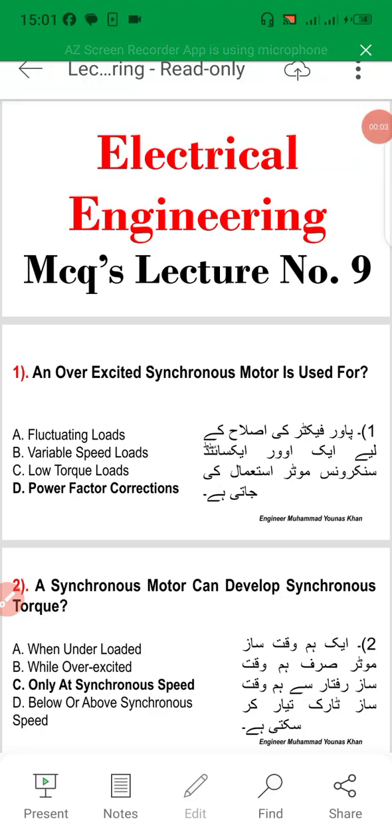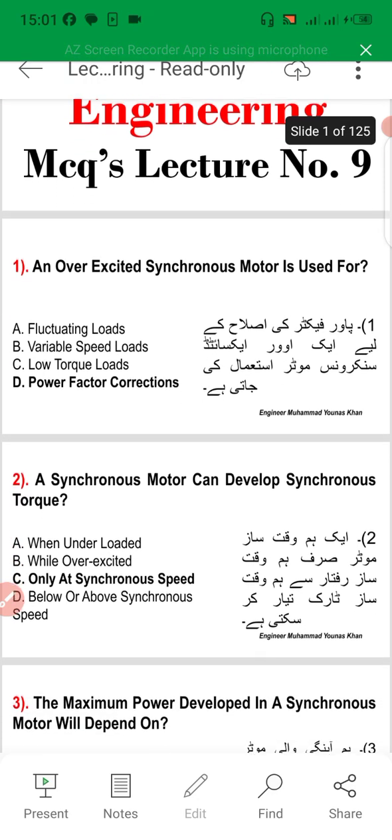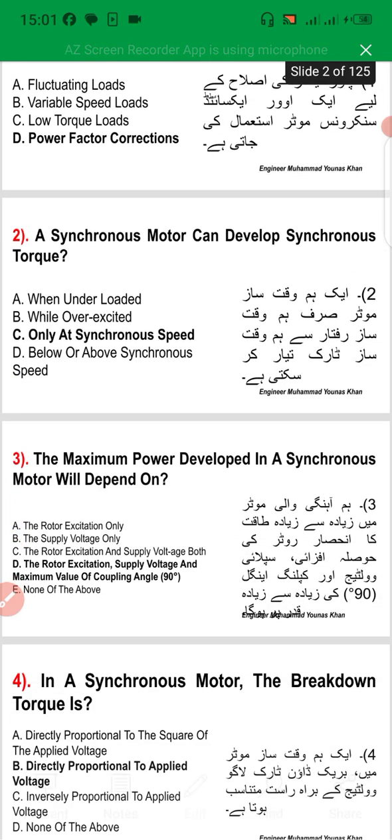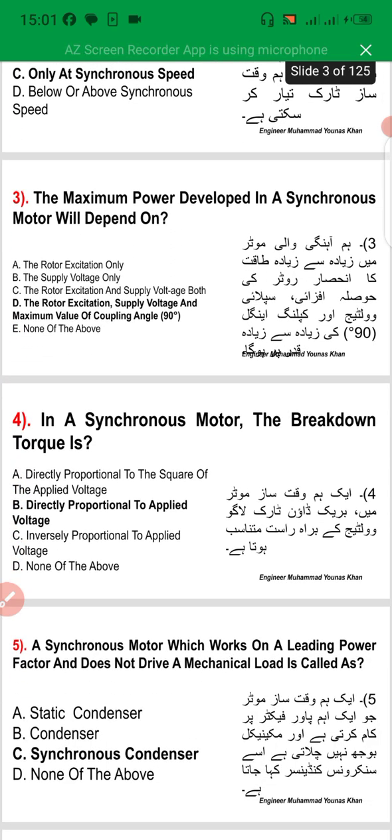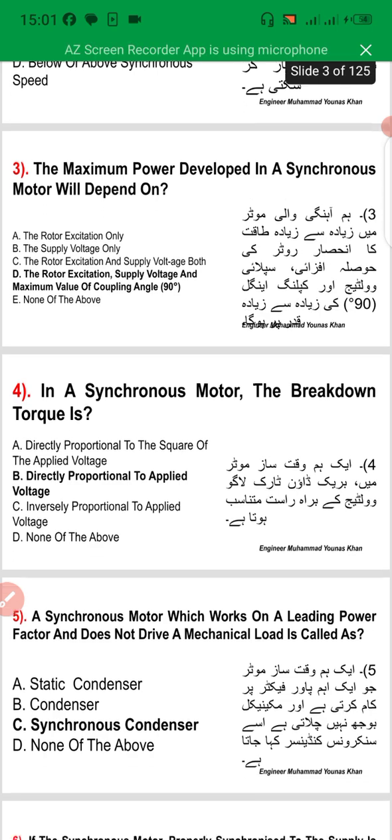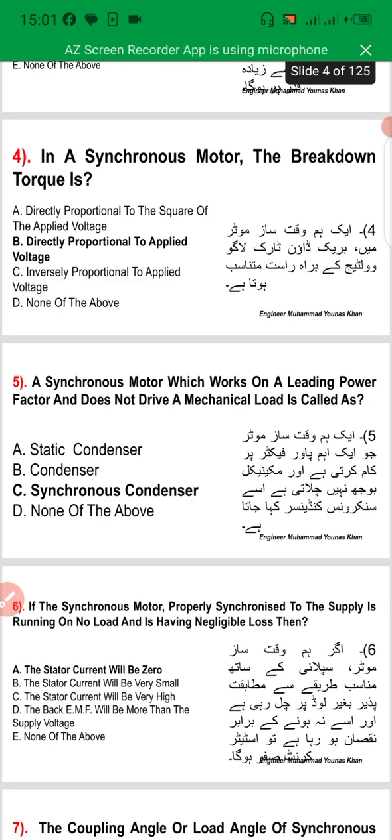Overexcited synchronous motor is used for power factor correction. A synchronous motor can develop synchronous torque only at synchronous speed. The maximum power developed in a synchronous motor will depend on the rotor excitation, supply voltage, and maximum value of coupling angle, 90 degrees. In a synchronous motor, the breakdown torque is directly proportional to applied voltage.